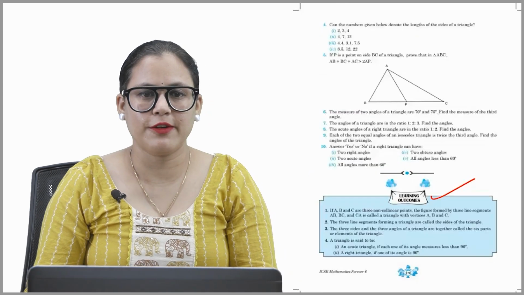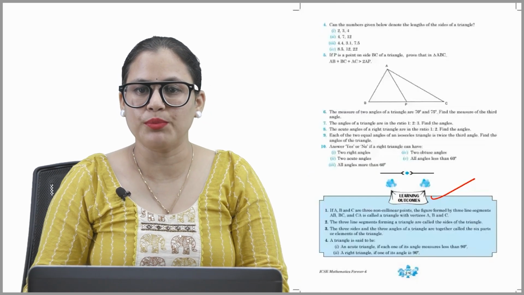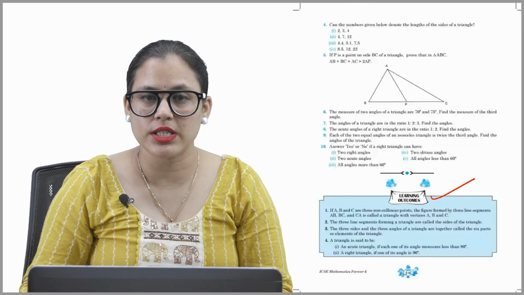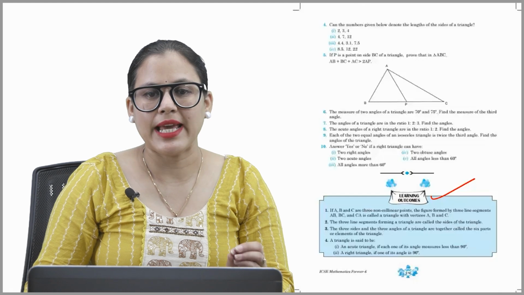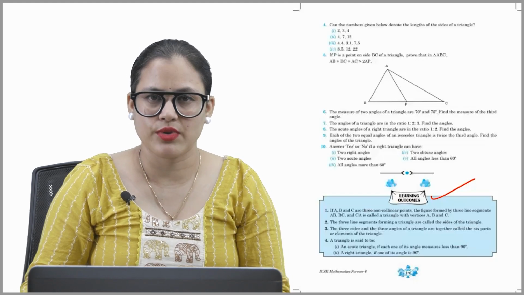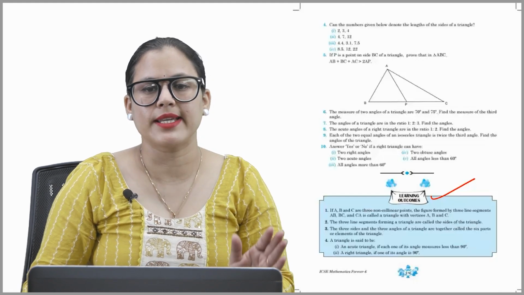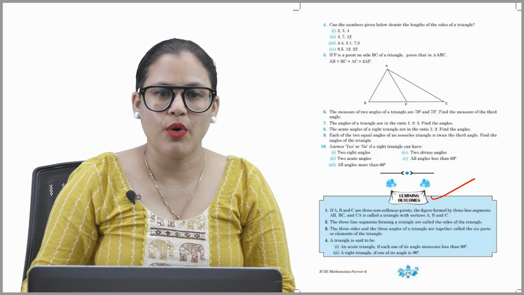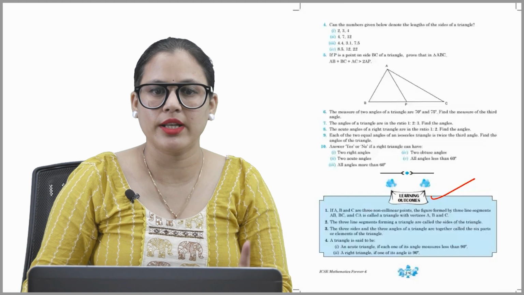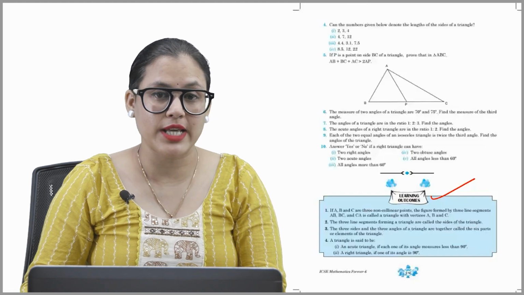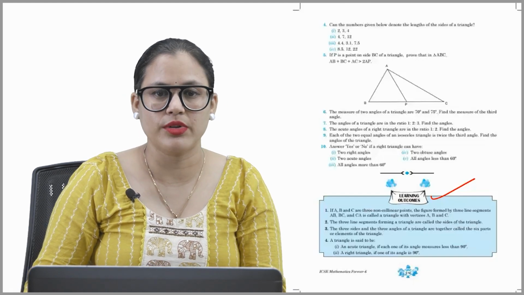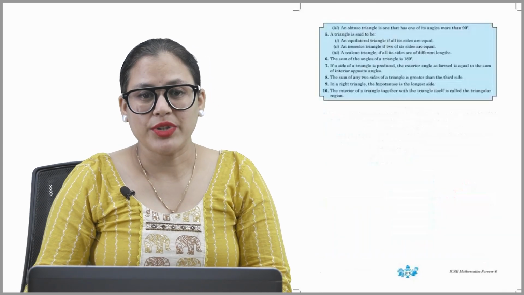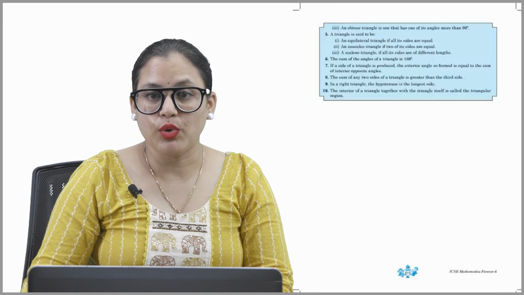Learning outcomes. If A, B and C are three non-collinear points, the figure formed by the three line segments AB, BC and CA is called a triangle with vertices A, B and C. Number 2, the three line segments forming a triangle are called the sides of the triangle. Number 3, the three sides and the three angles of a triangle are together called the six parts or elements of the triangle. Number 4, a triangle is said to be, number 1, an acute triangle if each one of its angle measures less than 90 degree. Number 2, a right triangle if one of its angle is 90 degree. Number 3, an obtuse triangle is one that has one of its angle more than 90 degree.